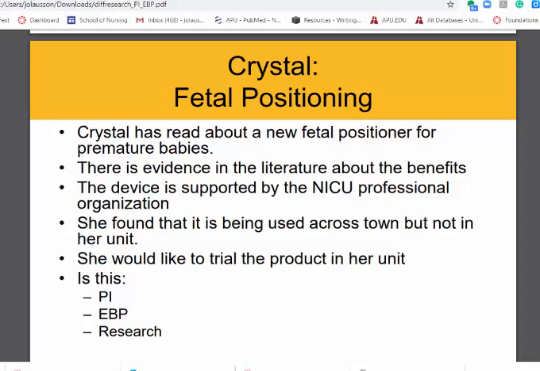So this would not be research, right? Because we already have the knowledge generated and it's in the literature and it's been picked up by professional organizations. It's not being used in her hospital already, so it wouldn't be performance improvement. It is something that's used somewhere else that she wants to bring to her hospital. So then the answer is it is an evidence-based practice project.